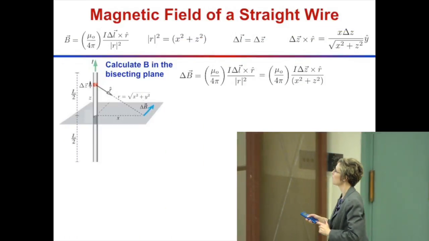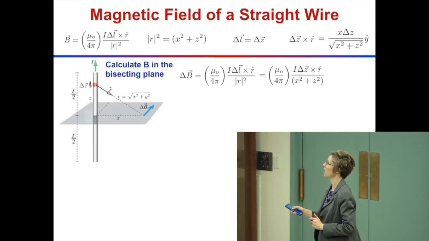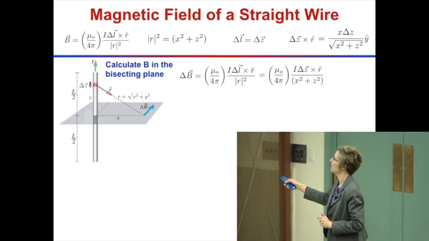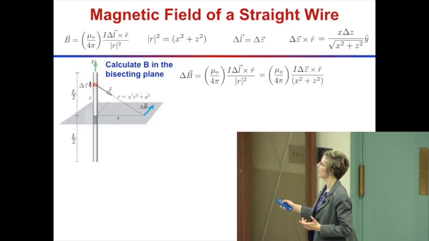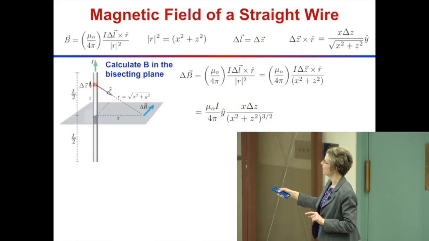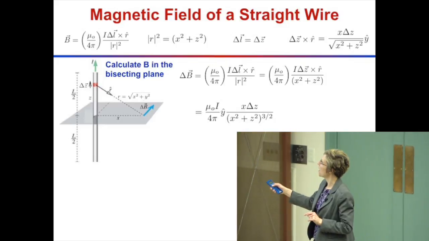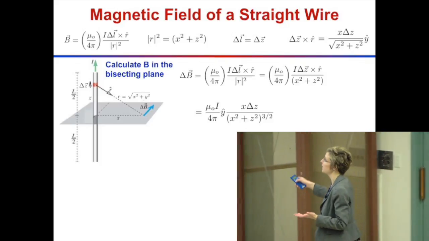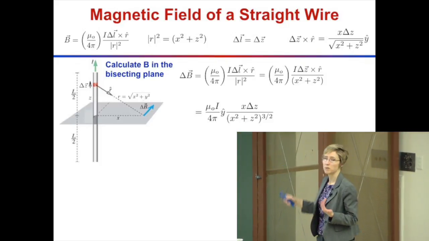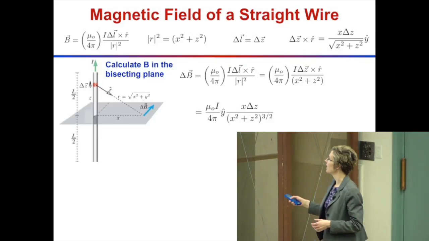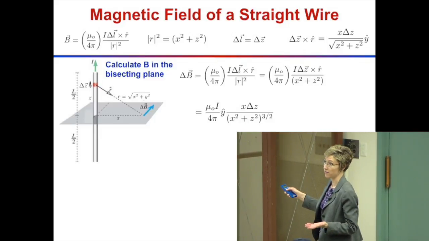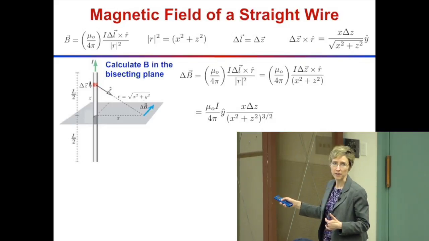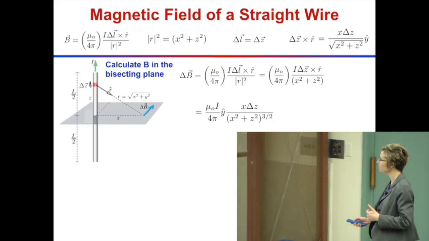All right. So here's what we had on the last slide. Delta B is mu naught over 4 pi I delta z cross r hat over x squared plus z squared. We also calculated delta z cross r hat. So now I'm going to plug that in. And altogether, I'll get a mu naught over 4 pi I. There's a y hat here. There's an x delta z. That's all coming here. And now I need to combine the denominator. I'm going to have x squared plus z squared times square root of x squared plus z squared. So that's a power of 1 here and a power of a half. 1 plus a half gives me altogether 3/2 power down there in the denominator. You OK with that?